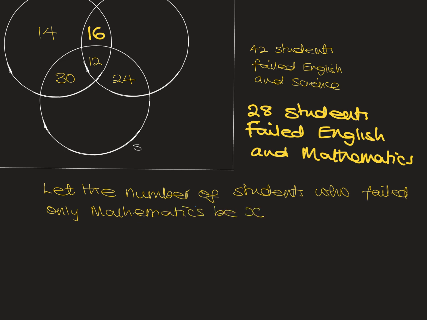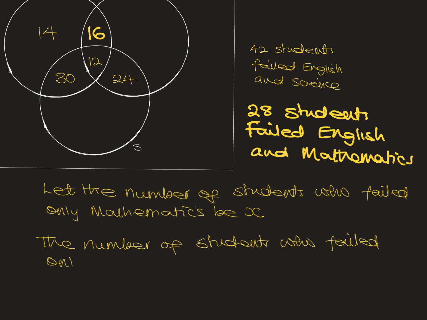be X. So if that is the case, the number of students who failed only science will be twice of X, right? That's what the question says. So let's read the question again.